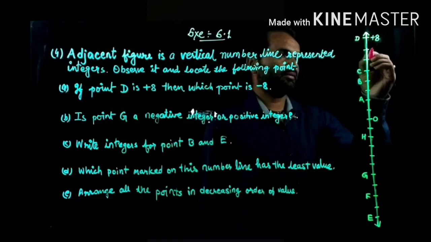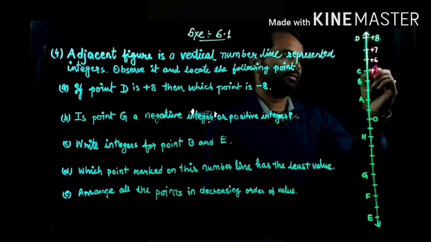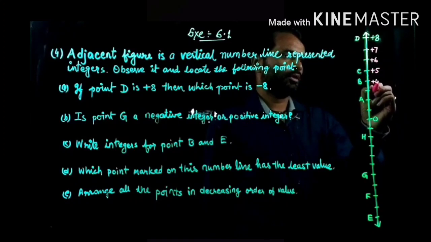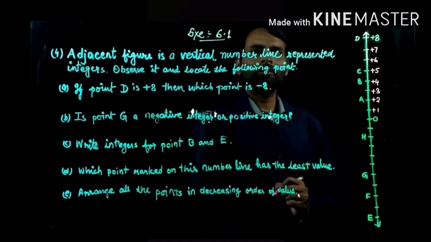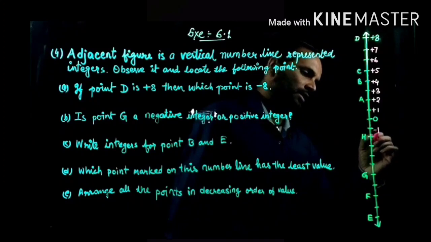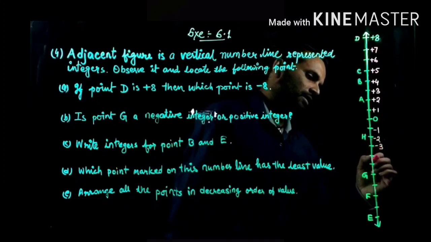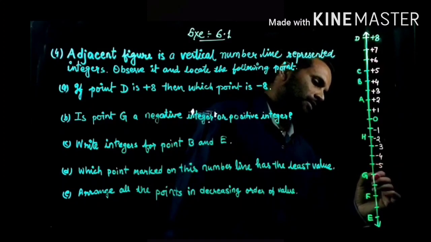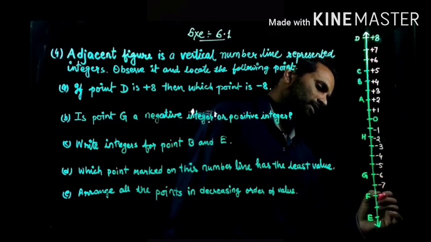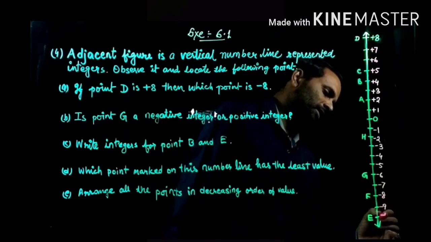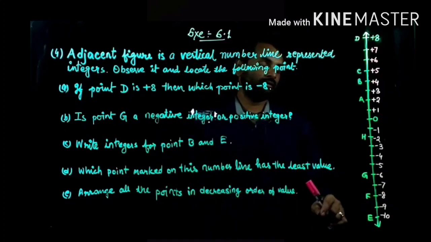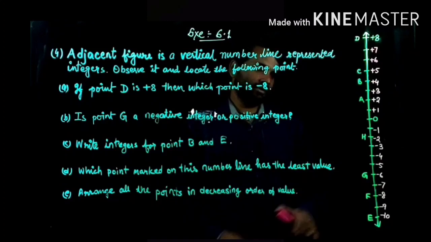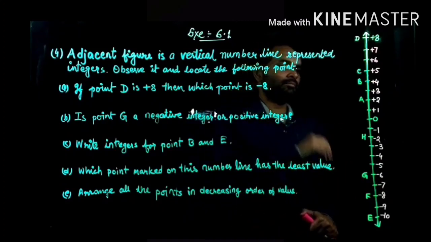Okay, that +8 you write the +7, +6, +5, +4, +3, +2, +1. Okay, and down will be -1, -2, -3, -4, -5, -6, -7, -8, -9 and -10. It's mean the value of E is -10 and value of F is -8, minus of value of G is -6 and minus of value of H is -2.